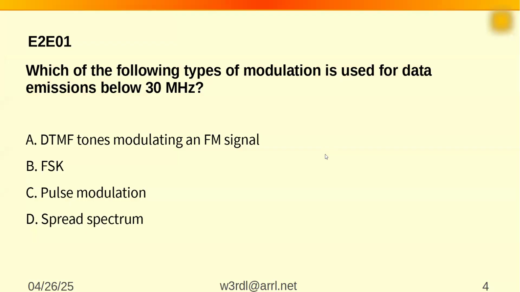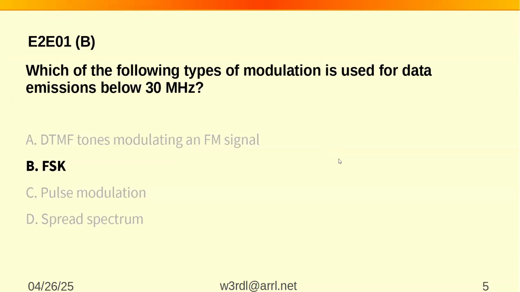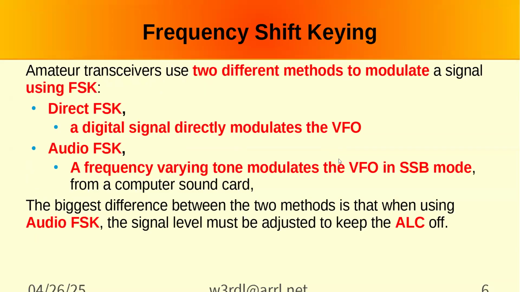Which of the following types of modulation is used for data emissions below 30 megahertz? Like I mentioned, there's direct frequency shift keying and audio frequency shift keying. In the case of direct, you're actually digitally modulating the VFO, so you're shifting the VFO frequency. In the case of audio frequency shift keying, the VFO is on a fixed frequency and you transmit a varying tone on one of the sidebands.